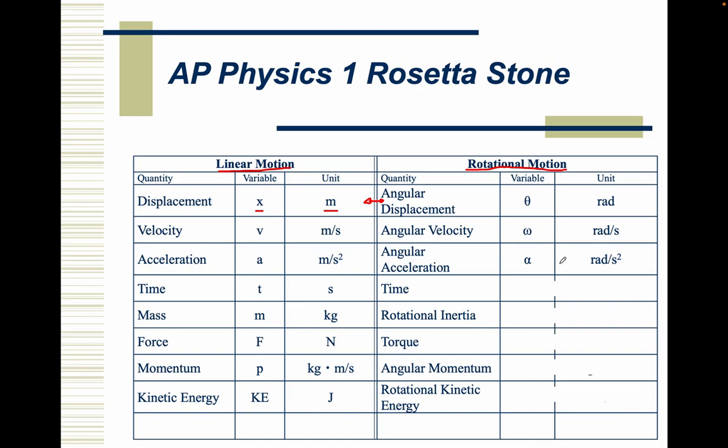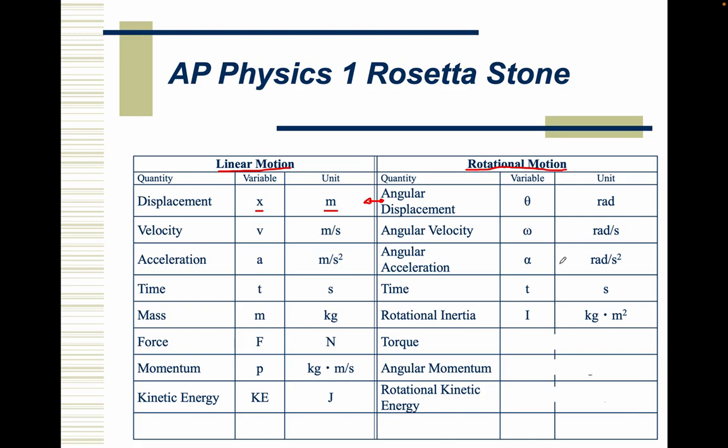What about time? We haven't talked about this one yet. How does time translate? Well, this is interesting. It's one of the few that actually stays the same. Still measured with the variable t, still measured in seconds. Rotational inertia, we've hinted at already. It's capital I, and the units for it, which we haven't talked about at all, are kilogram meter squared. We will spend a lot of time with that in the next unit.